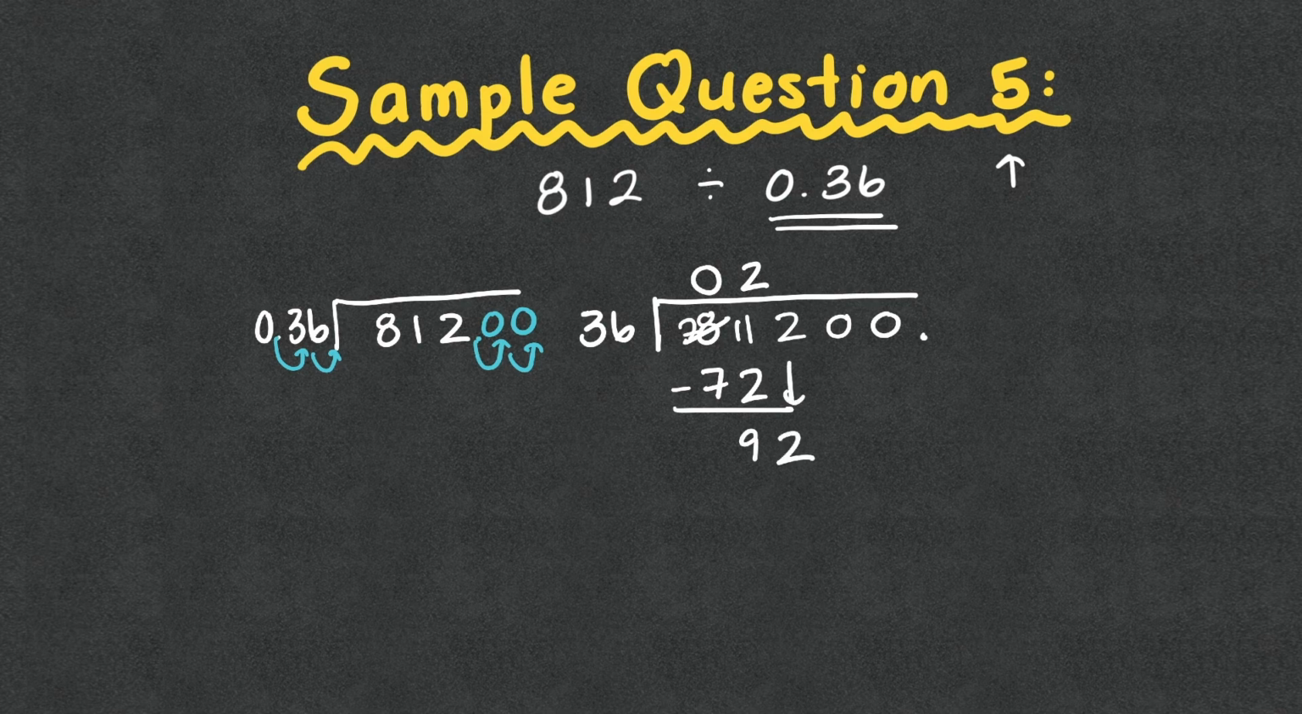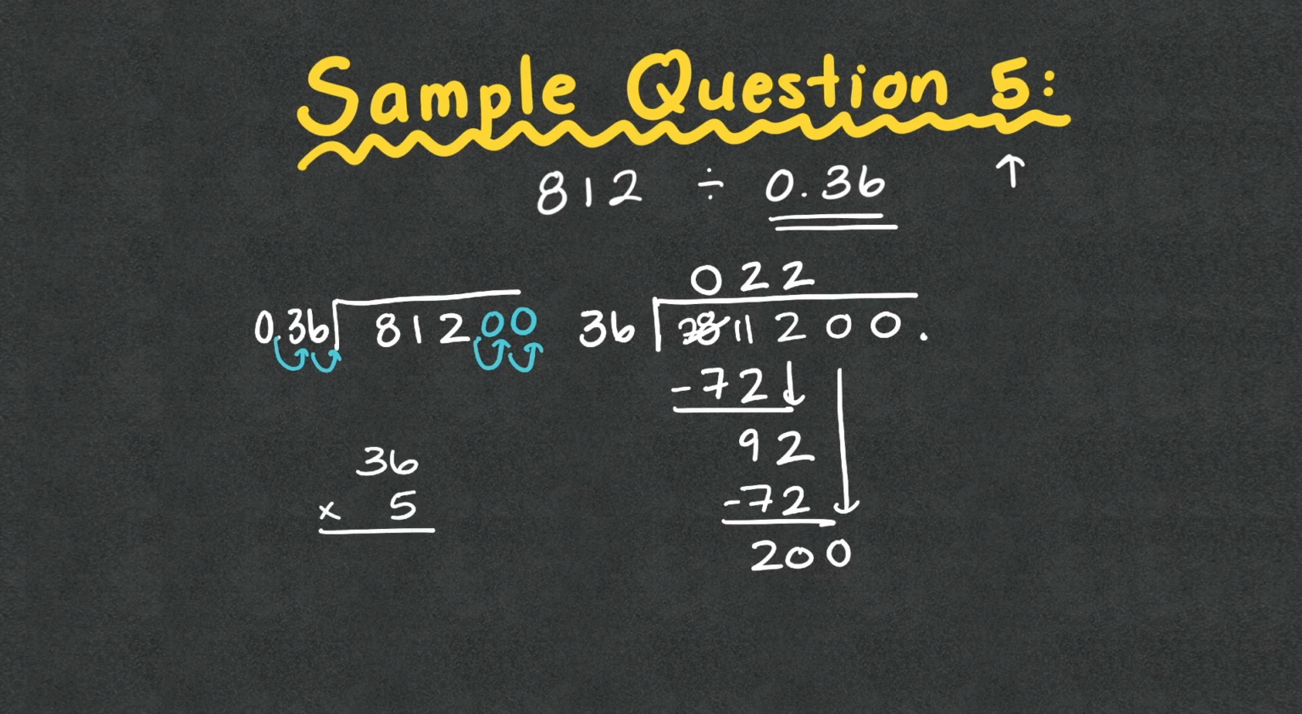Bring down our 2. That's going to be 92. 36 goes in 2 times. 2 times 36 is 72. Subtract, we get 20. Bring down our 0. If I think 36 is close to 40, 40 goes into 200 5 times. So I'm actually going to try 5. And if I'm unsure about it, I can try it somewhere else. So 5 times 6 is 30. Drop the 0, carry the 3. That would be 180. I cannot get any closer.